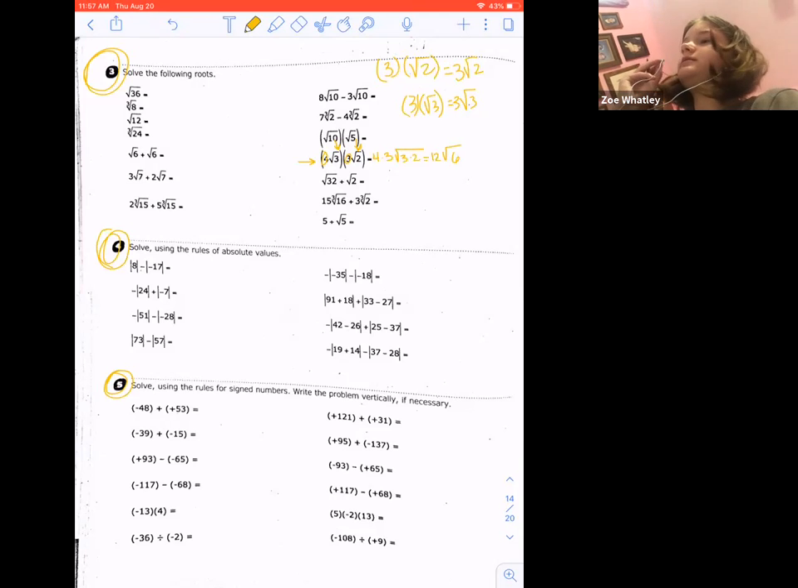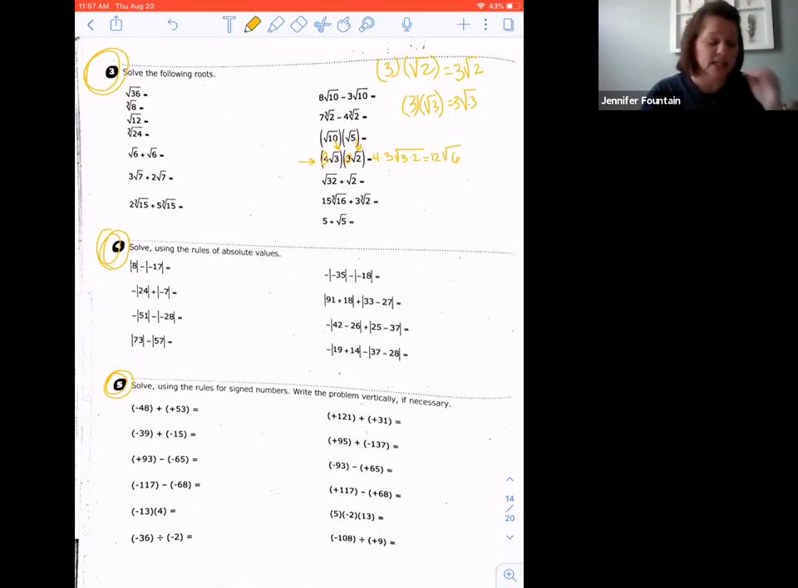Wait, is it possible to have nothing under the radical as an answer? Well, just like you just did when you did the square root of 36 is 6, your radical goes away. So if you've circled everything and everything's come out and there's nothing left, then it goes away. Oh, okay.